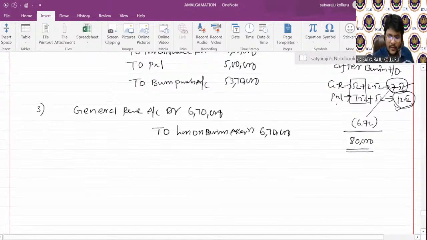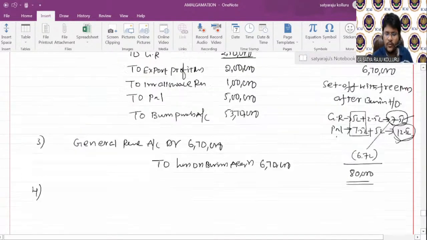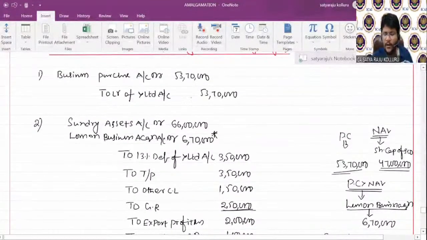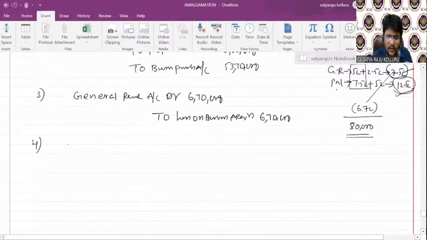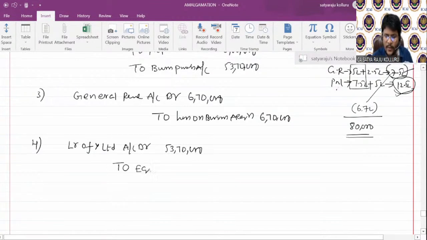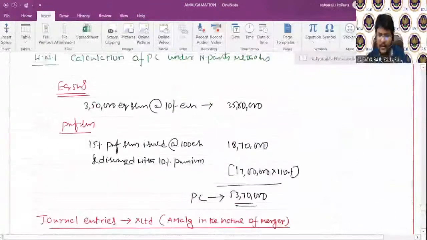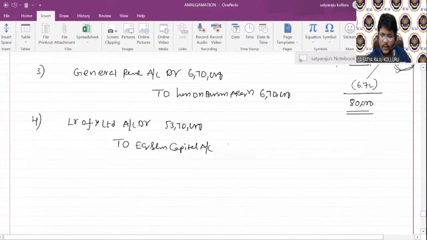Next, guys. Still the entries are not over. Now you should make payment to whom? Liquidator of Y Limited. Okay. Liquidator of Y Limited account debtor. How much amount, guys? 53 lakh 70,000. What you are paying? Equity shares you are paying, to equity share capital account. How much? In PC you can check that 35 lakhs is the equity share capital, right? So 35 lakhs is the equity share capital.